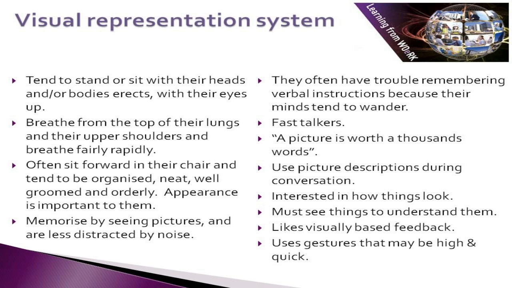They memorise by seeing pictures and are less distracted by noise. So what's really important to them is the visual stuff, is the pictures. They often have trouble remembering verbal instructions because their minds tend to wander. And you'll find that they are usually very fast talkers. And they will say things like, a picture's worth 1,000 words. And they will use picture descriptions during conversations.